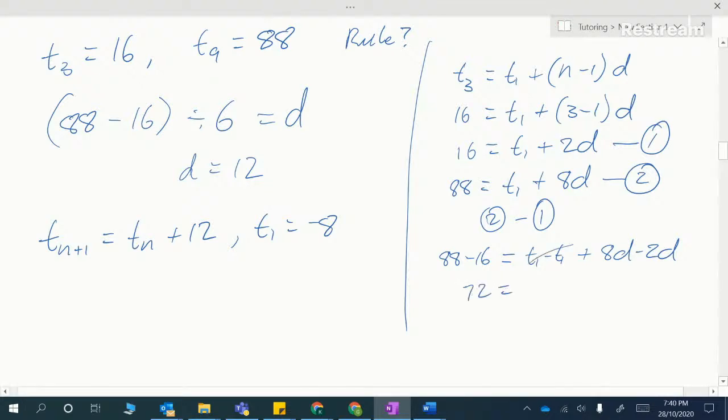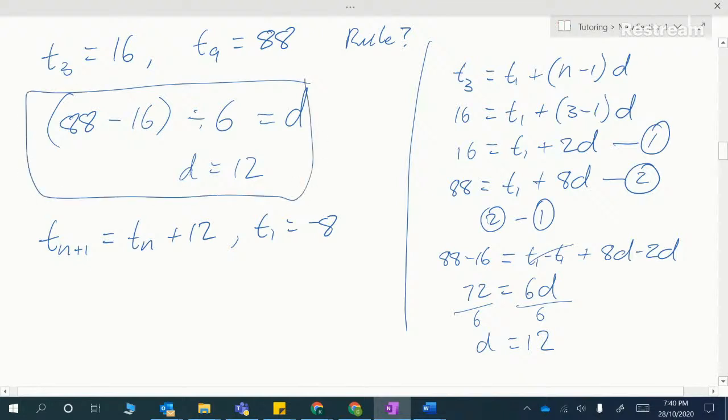So they'll become 0, and that's 6D. And then to solve, divide both sides by 6, and you get D equals 12, which is essentially what I did up here, but this is fancy. Okay, fancy maths, which we like. And then you would just write that rule.